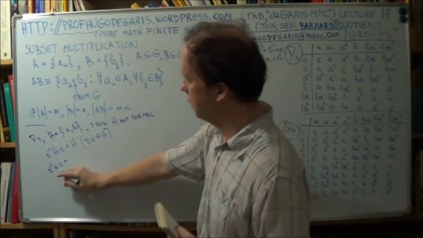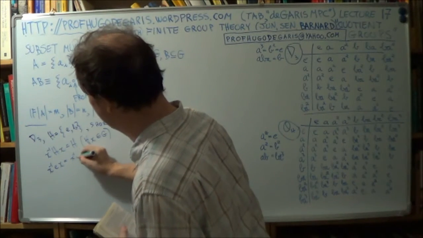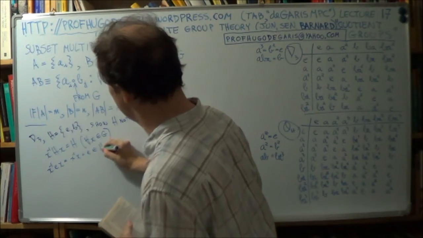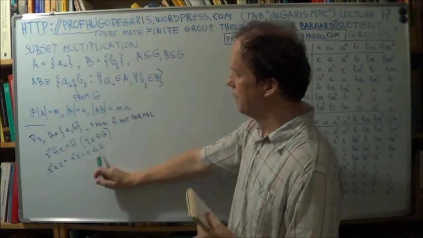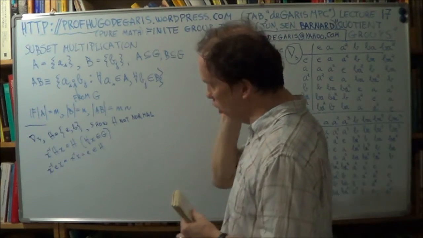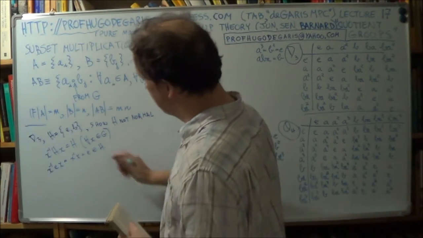Well, can you see that that's just X inverse X? Well, that's just E, all right? Now that does belong to H, right? Because E's a member. So that's consistent with H being normal. Now let's try B.